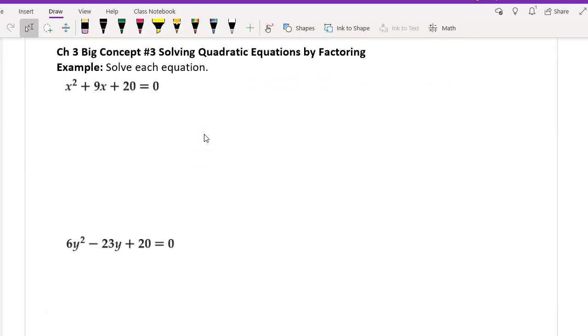The first step is find that GCF. Well, my coefficients are 1 and 20. Anytime you have a leading coefficient of 1, you will not have a GCF. So next, I want you to identify A, B, and C. So A equals 1, B equals 9, and C equals 20. A, B, C. So now, you're going to multiply A and C. So A times C equals 1 times 20. So 20.